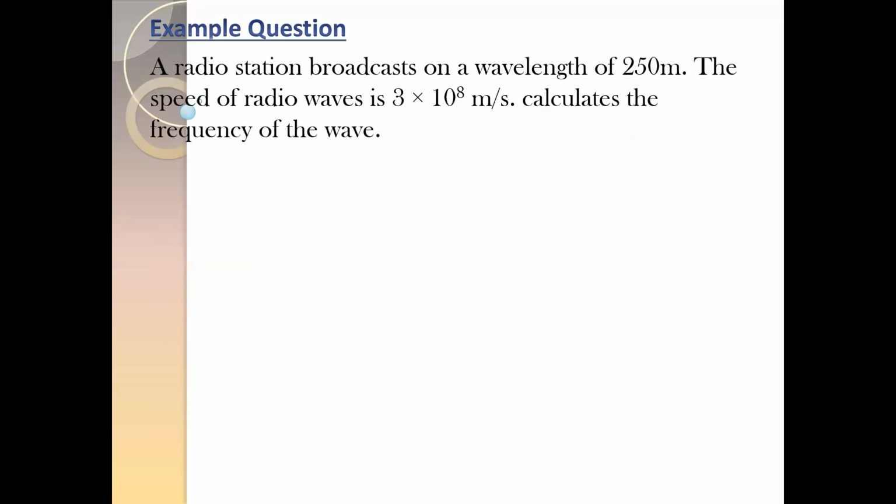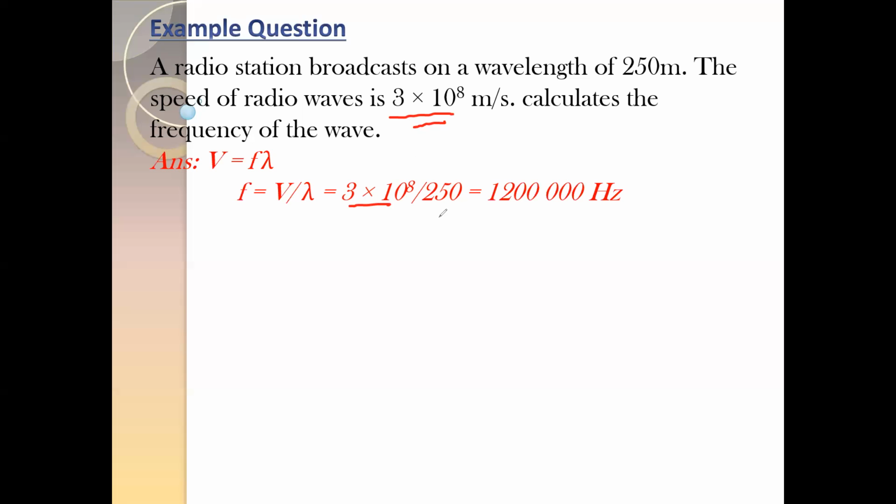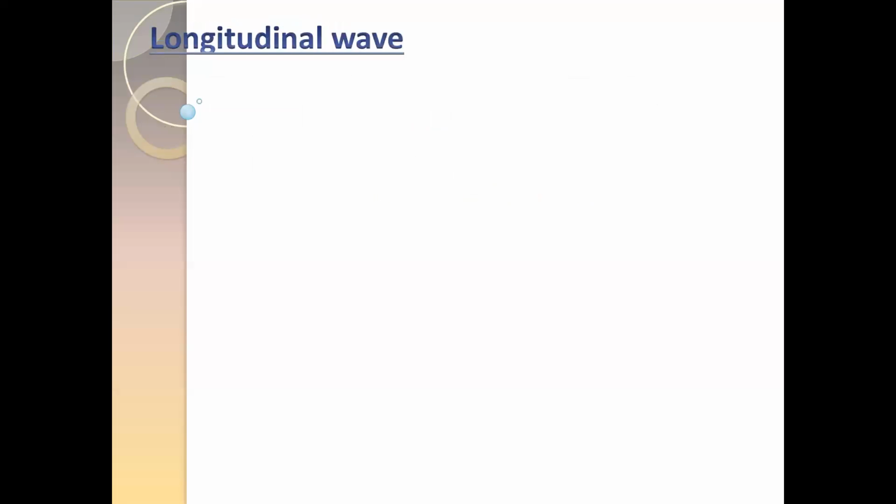Then another example: a radio station broadcasts on a wavelength of 250 meters. The speed of the radio wave is 3 × 10^8. Calculate the frequency. How to calculate the frequency? We have the formula v = f λ. So f is v divided by λ. v is the speed, which is 3 × 10^8, and λ is the wavelength, which is 250. When we divide, it will be 1.2 × 10^6 hertz, or 1.2 megahertz, or 1200 kilohertz.